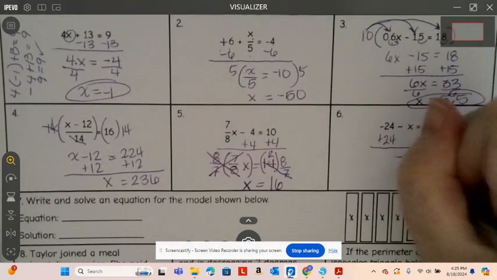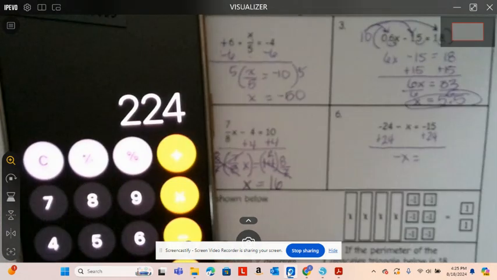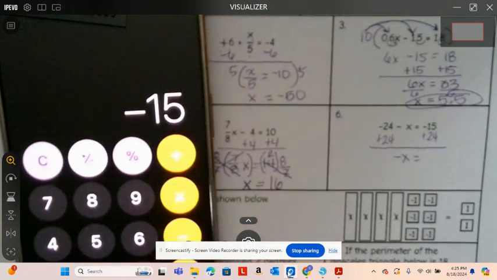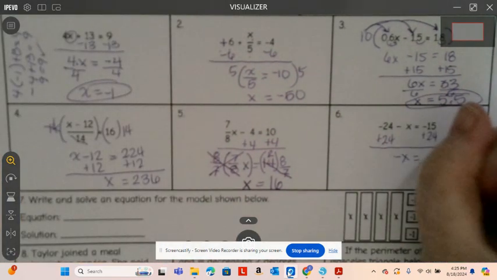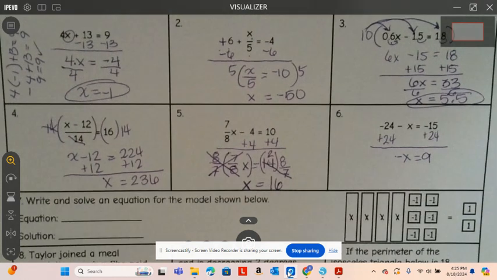And I get negative x is equal to, and I know negative 15 plus 24, I'm pretty sure that is positive 9, but I would go ahead and check because I'm tired right now, so it's always handy to use your calculator. Negative 15 plus 24 equals, yeah, it was 9. And I knew that, but like I said, sometimes it's good just to use your calculator to double check your math, especially if you know that you're stressed out or tired.